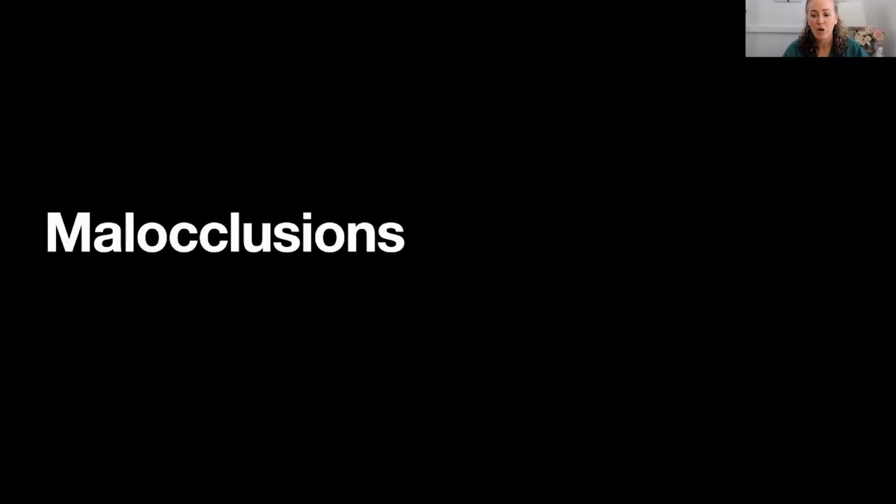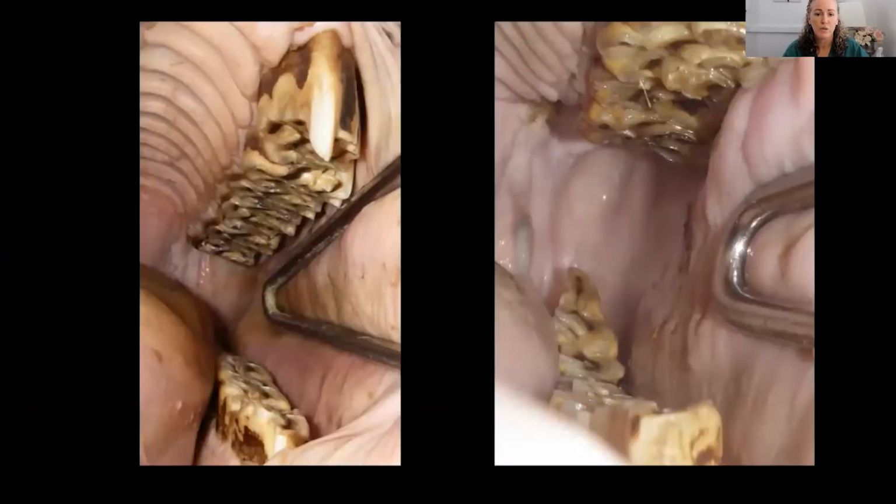Malocclusions, one of the most common types of pathology in the horse. So there are 4 types of malocclusions in the horse, just like there is 4 types of malocclusions in people. And we're going to very briefly go through this because, as I said at the beginning, a lot of this is just show and tell.